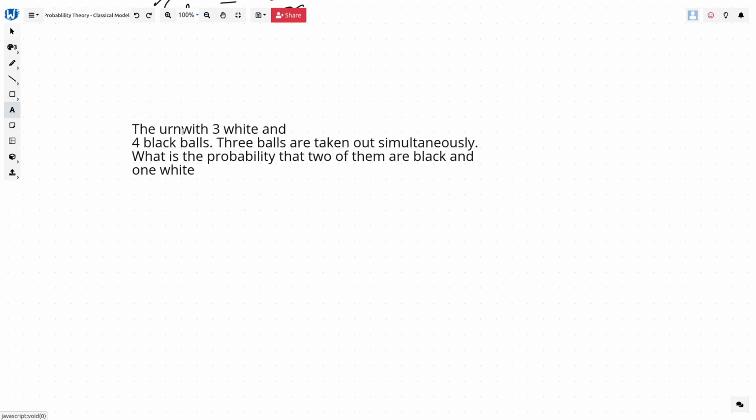So the urn with 3 white balls and 4 black balls is again the same. The condition remains the same, but we'll try to find the probability of something else. So we have the urn again with 3 white balls and 4 black balls. Now this time 3 balls are taken simultaneously. What is the probability that 2 of them are black and 1 is white? Okay. So the total number of ways 3 balls can be selected from 7 balls is again nothing but 7C3. So your total outcome is now 7 into 6 into 5 divided by factorial 3, which is 6. So these are 35 ways.